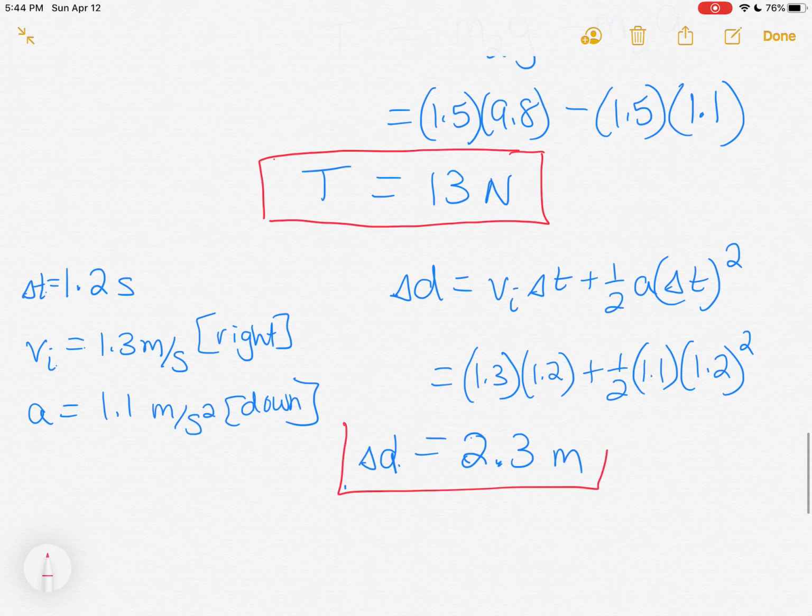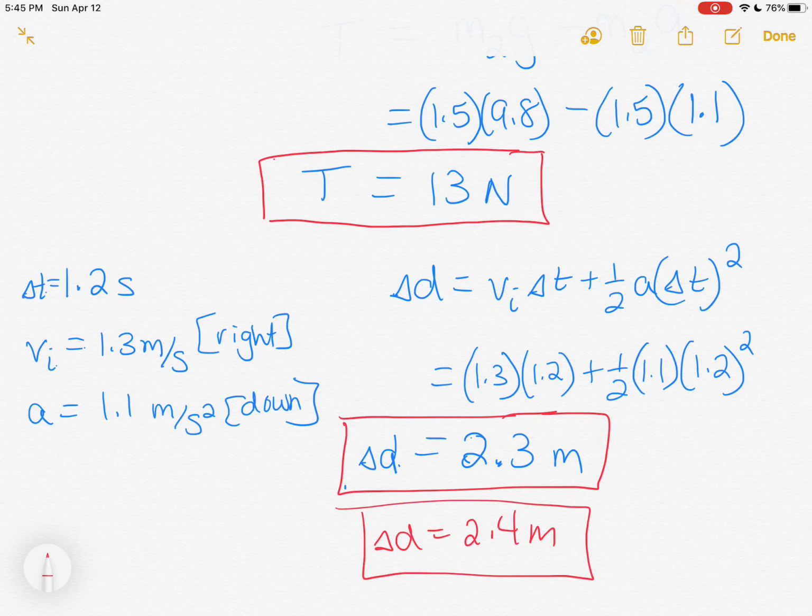My pen doesn't want to work right. So we got our displacement of 2.3 meters. The practice problem has an answer in the slide deck. It says 2.4. That's because it was 2.35. And so you could round up or round down for your significant figures. So a delta D of 2.4 would have been acceptable as well, right? Because we ended up with 2.35. And with a 5, you could round up or round down. Okay, so that's practice problem number 2.